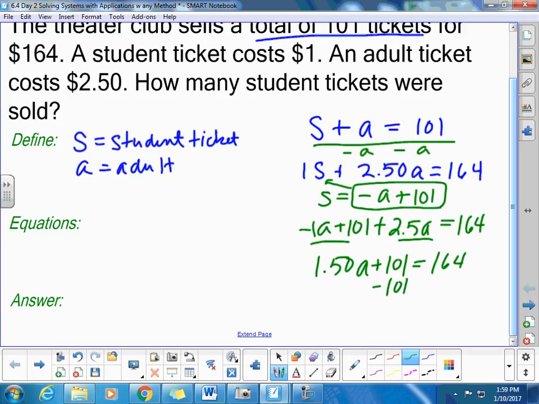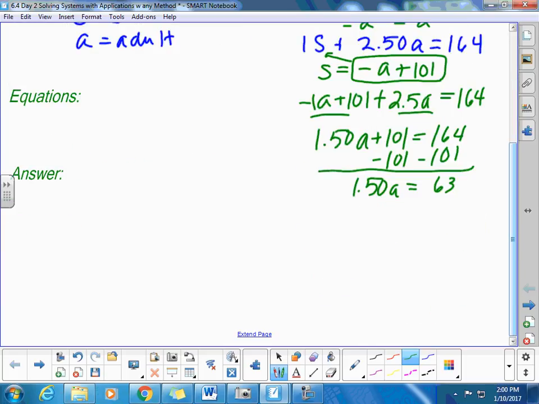I have to get rid of the 101. So I have 1.50A equals 63. So I have to divide both sides by 1.5. So 63 divided by 1.50 tells me I have 42 adult tickets that I sold. So again, I just divide it by 1.50. And it says adult tickets were 42. So we sold 42 adults.